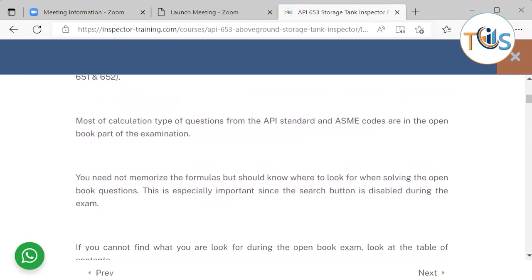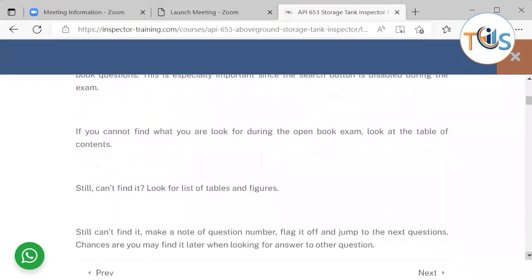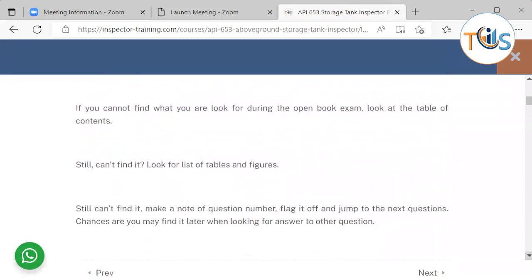Most of the calculation type of questions come from the API standards and ASME codes and are in the open book part of the examination. You need not memorize the formulas, but should know where to look when solving the open book questions. This is especially important since the search button is disabled during the exam. If you cannot find what you look for during the open book exam, look at the table of contents. Still can't find it? Look for the list of tables or list of figures. They are much smaller and easier to manage.